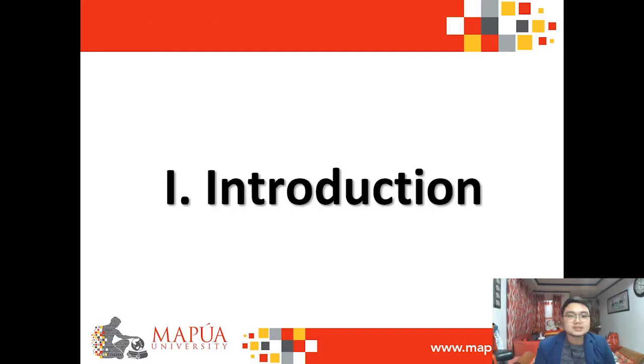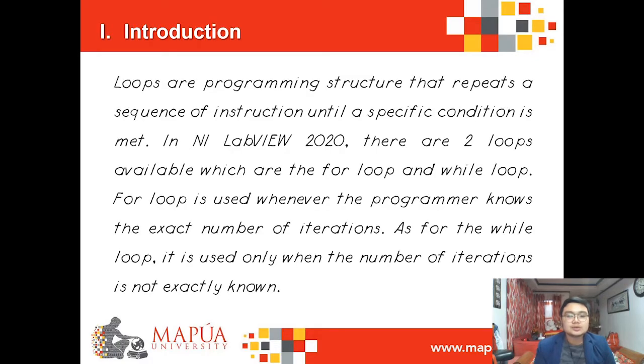So for the introduction, loops are programming structures that repeat a sequence of instructions until a specific condition is met. In NI, or National Instruments, LabVIEW 2020, there are two loops available, which are the for loop and the while loop. A for loop is used whenever the programmer knows the exact number of iterations. As for the while loop, it is used only when the number of iterations is not exactly known.